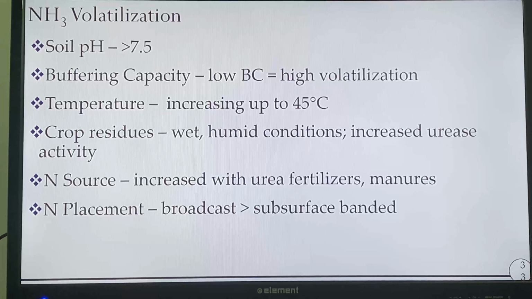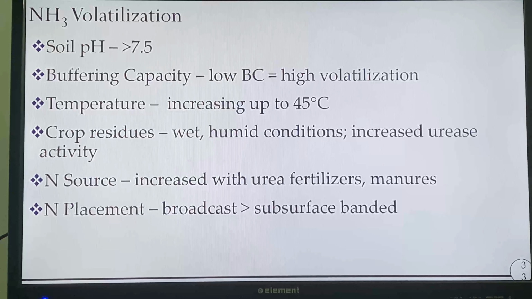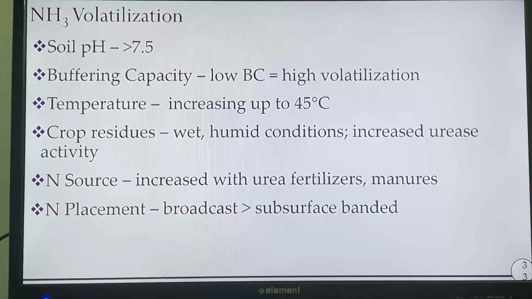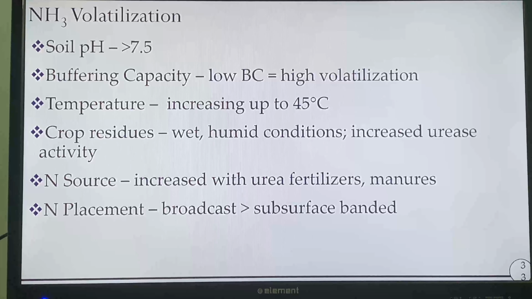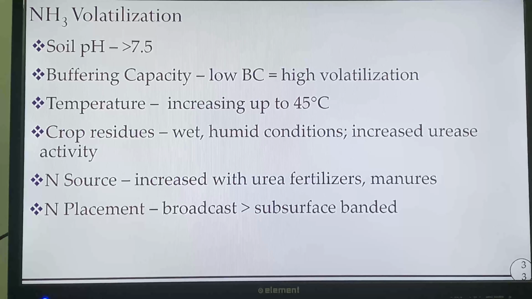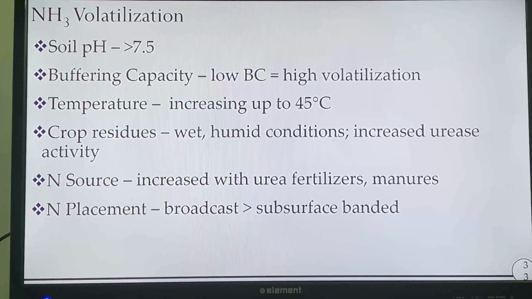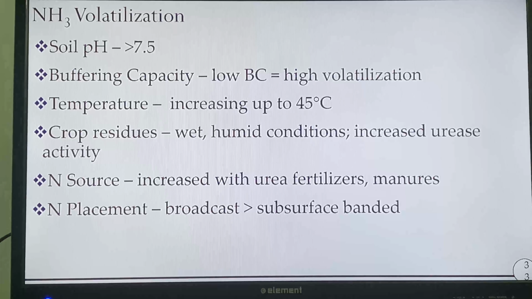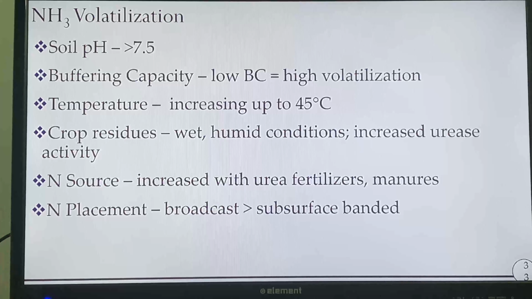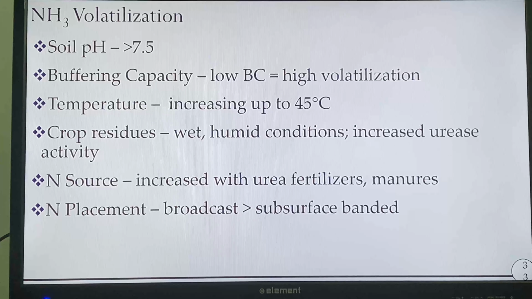This is why it's important to understand what nitrogen source you're putting out there and some of those conditions so that we can maximize that. This goes back to the 4R nutrient stewardship. This is our source and placement, and a little bit of the time as well. Our urea-based fertilizers and our manures are more susceptible or prone to ammonia volatilization, just because of the way the urea molecule undergoes hydrolysis. And the more of it that you have, the greater hydrolysis that you'll have.